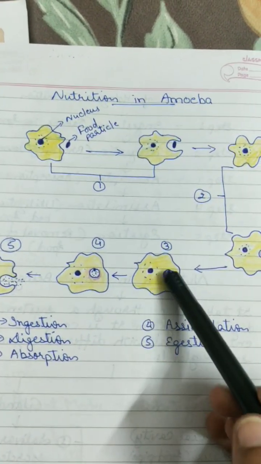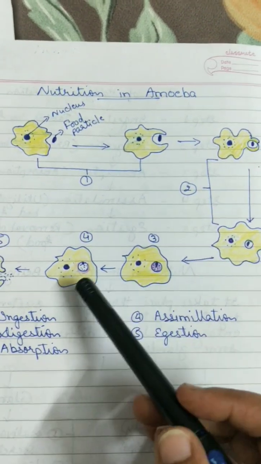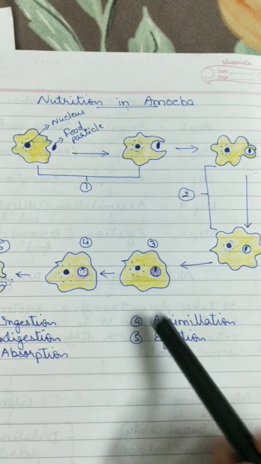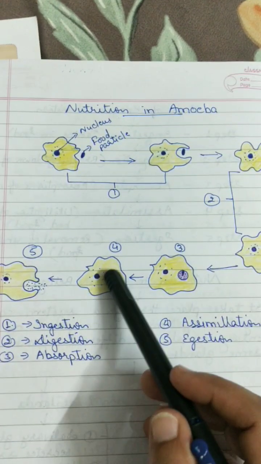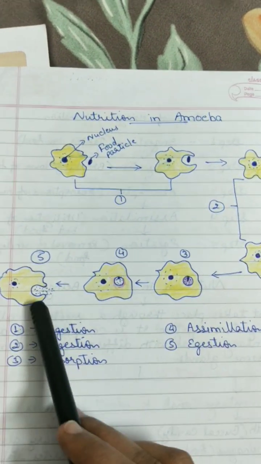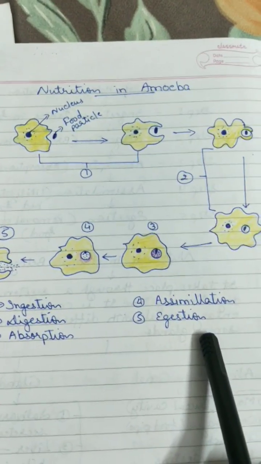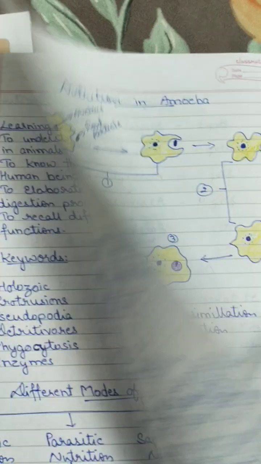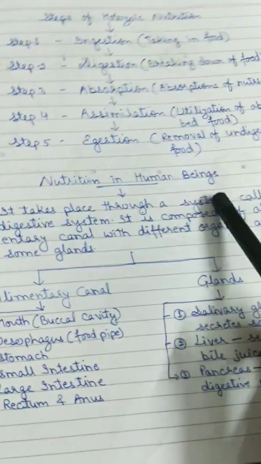Now once the food particle is absorbed, it is used by the body, and that is known as assimilation. And whatever waste material is left inside this food vacuole is expelled out from the body, and that process is known as egestion. Right? Now next we are going to see the digestion in human beings, or the nutrition in human beings.